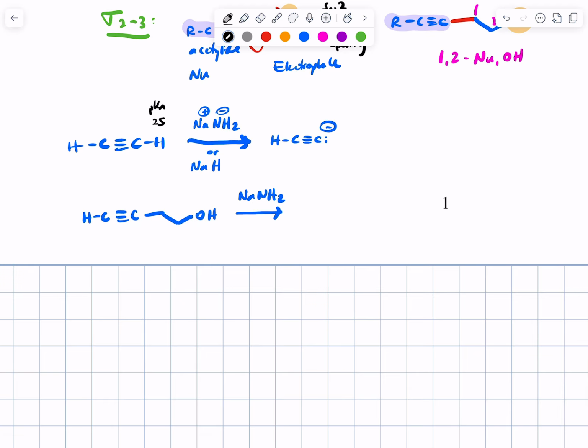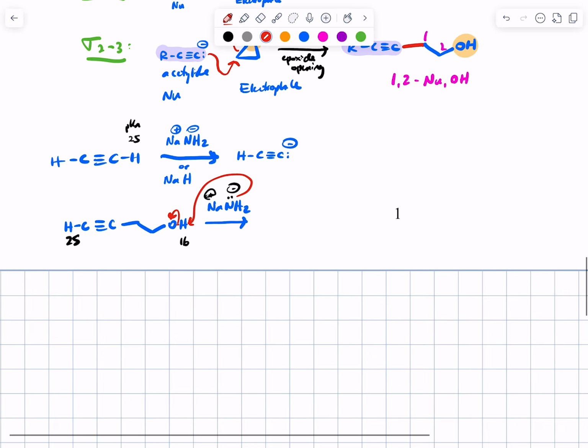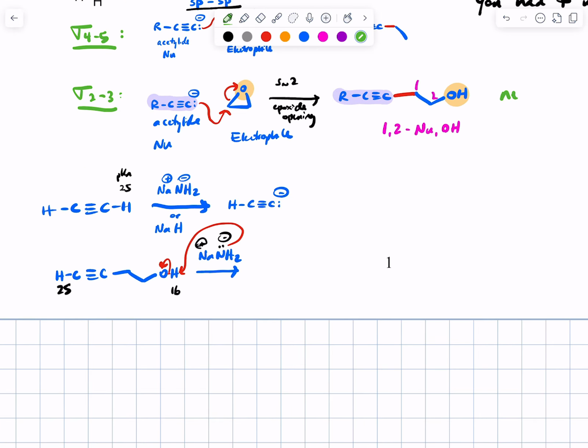All of a sudden, we're back to chapter 2. Which proton gets removed first? Write down the pKa's, 16 to 25. It's no contest, folks. Your base removes the proton from the alcohol, and you don't do what you want. So that tells you that we need to do this one last, so that by the time we get the alcohol, we never have to deprotonate an alkyne again. Do you see that strategic issue?